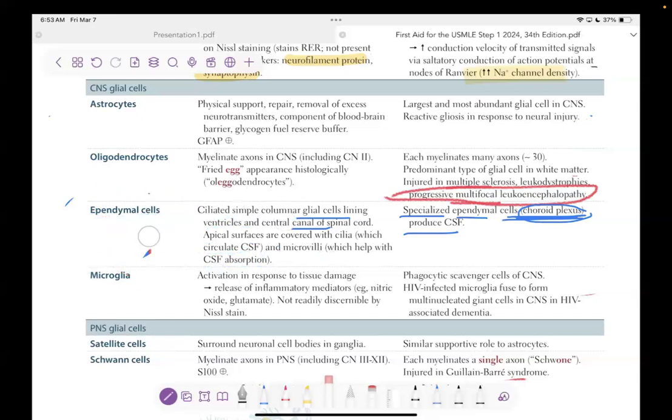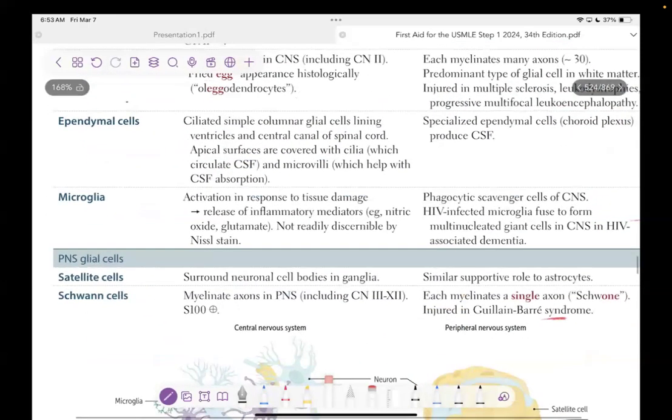Let's go to the microglia. About microglia, we know that microglia is the macrophage of the brain. Macrophages in each part, for example in the GI system, we call it the reticuloendothelial system, and in the CNS we say microglia. So the name changes every time, but the function is the same. They protect the brain, and they have the immunity function.